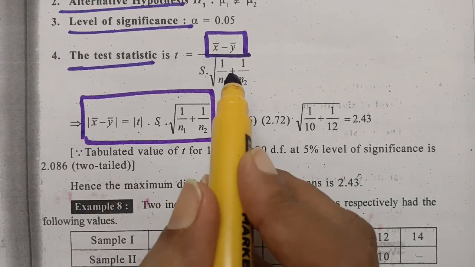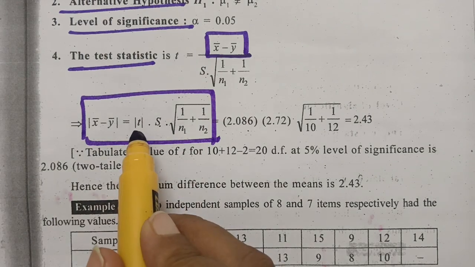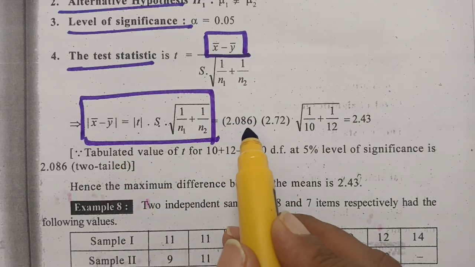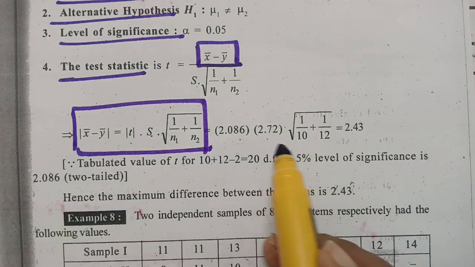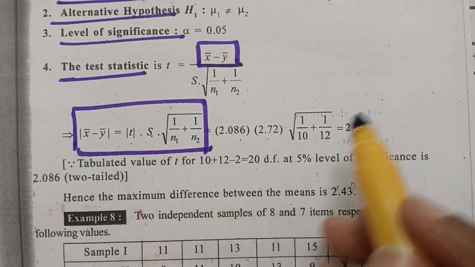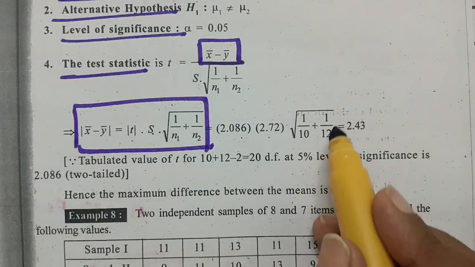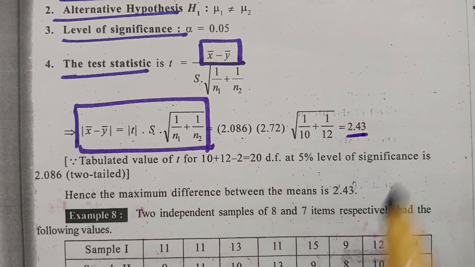So I have sent this denominator to the numerator here. So what is t here? Modulus of t, the calculated value, is equal to 2.086. And what is the standard deviation? This is 2.72, times root over 1 by n1 plus 1 by n2. So n1 is very clear as 10 and n2 is very clear as 12. So if you observe each and every value, the value here is 2.43.